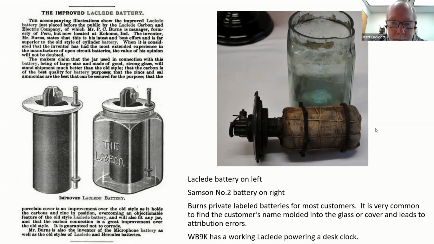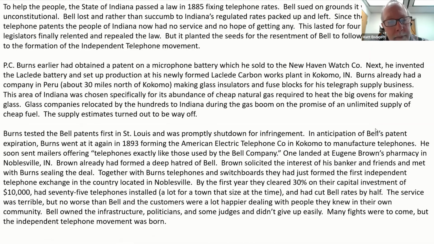But a lot of people don't know that a lot of these batteries were private labeled. So a lot of times you'll find other people's names embedded in the glass and also on the top cover. The glass was predominantly made, from everything I can tell, in Peru, Indiana, Kokomo, Indiana, and over in Findlay, Ohio. Those were all areas that were in the gas belt. At the time, there was thought to be an unlimited supply of gas, and that's why the glass companies all located to central Indiana.